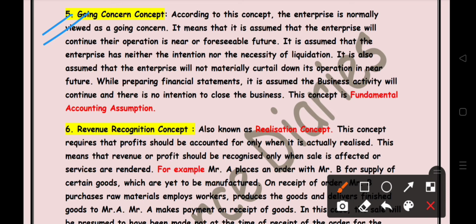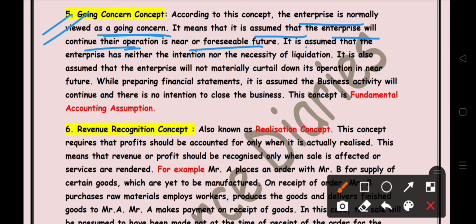According to this concept, an enterprise is normally viewed as a going concern. That means it is assumed that the enterprise will continue its operation in the near or foreseeable future. As we know, a one-time activity of trading, a one-time activity of buying and selling, we do not treat as a business activity. So according to this concept, we will run our business in the succeeding years. That means we assume our business will go on for a longer period of time.